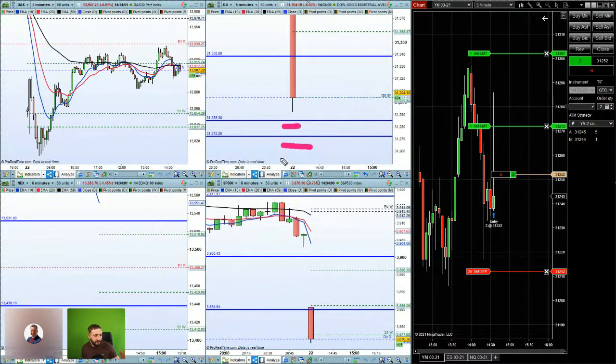So I've got the round number, I've got the pivot, I've got two previous support levels. So I want as many walls in the way as possible. Obviously, I don't want to run a 400-point stop for a 20-point limit. That's ridiculous. But I want as many reasonable walls in the way as possible when placing my stop loss.